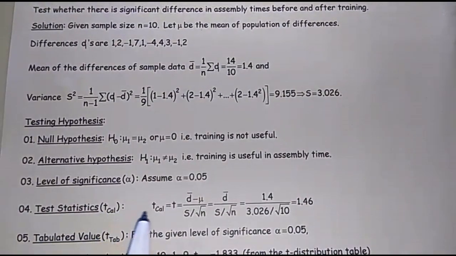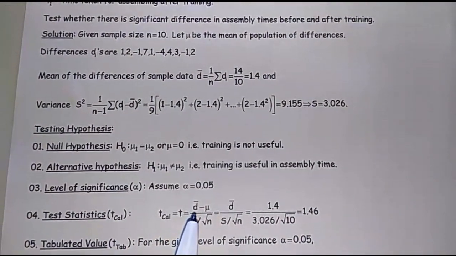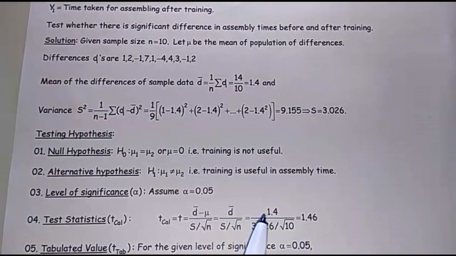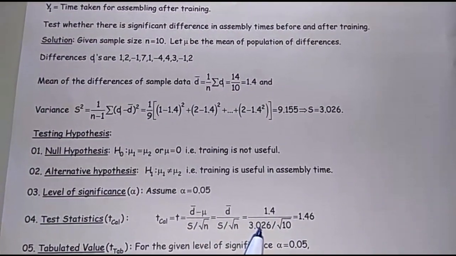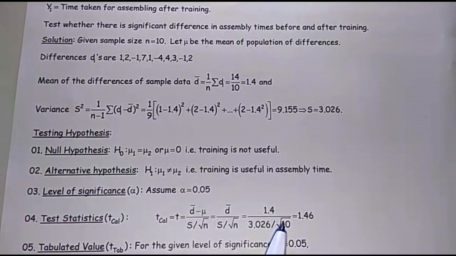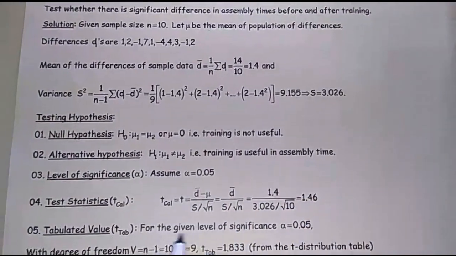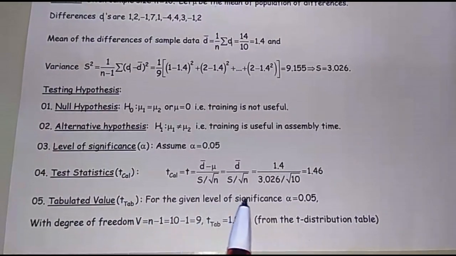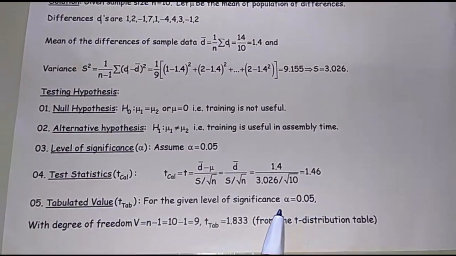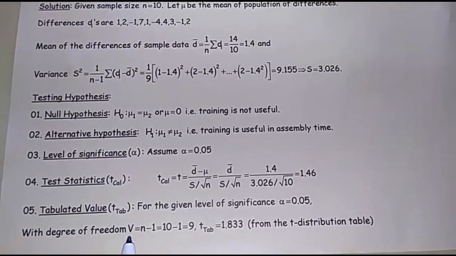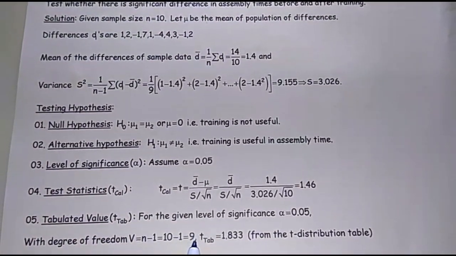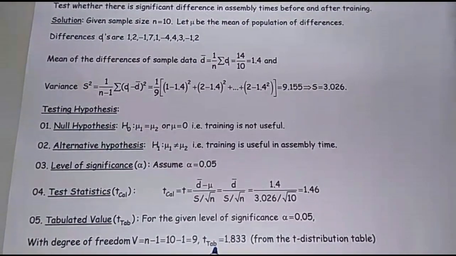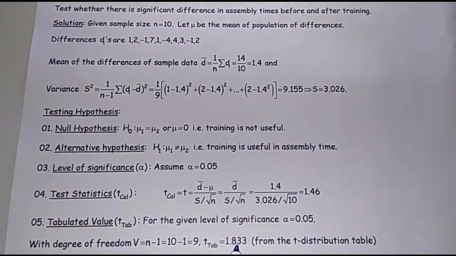Test statistic t cal equals (d bar minus mu) divided by (s divided by root n), where d bar is 1.4 divided by s 3.026 divided by root n, that gives 1.46. The tabulated value for the given level of significance alpha equals 0.05 with degrees of freedom v equals n minus 1, that equals 9. From the t distribution table, we can obtain t tab equals 1.833.